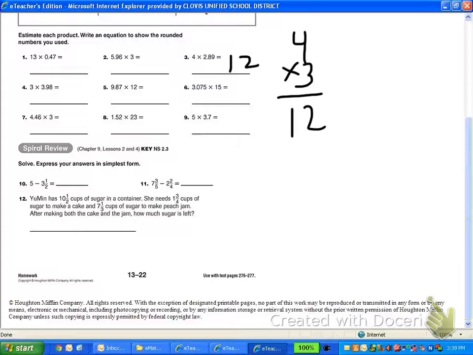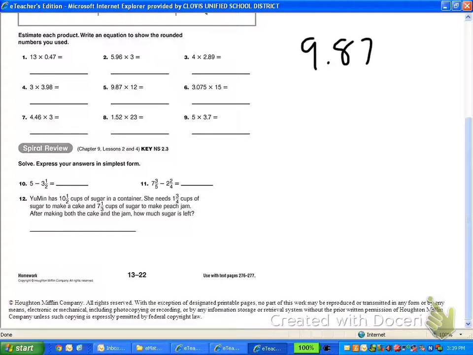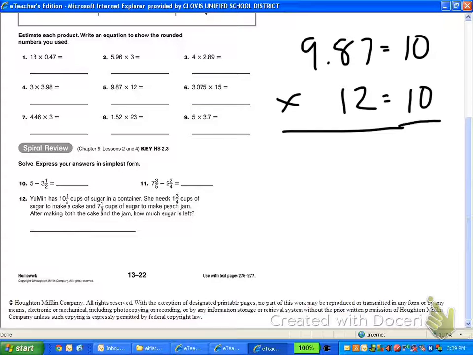Let's look at number 5. 9.87 times 12. For this one, you'd probably want to switch this one to 10. And this one you can switch to 10. And 10 times 10 is 100.